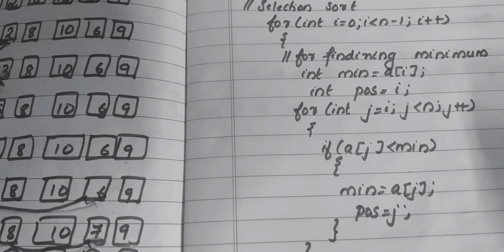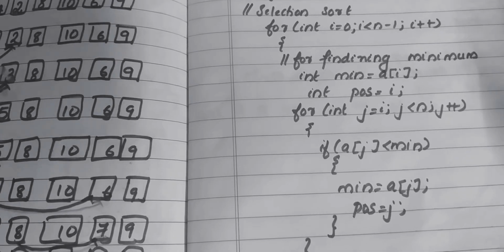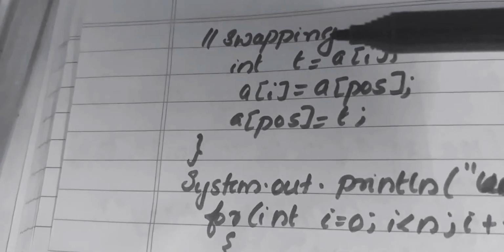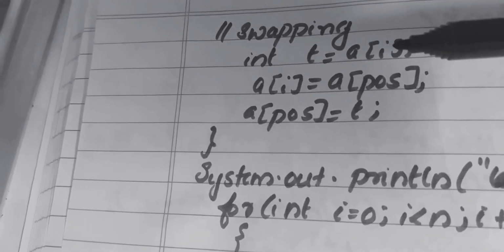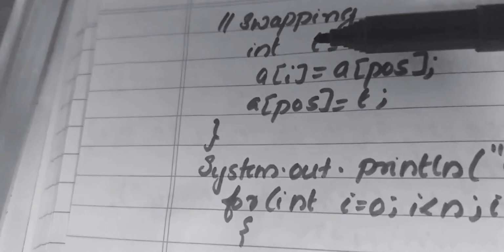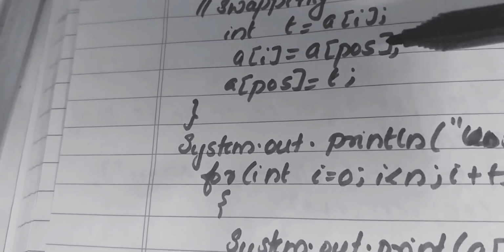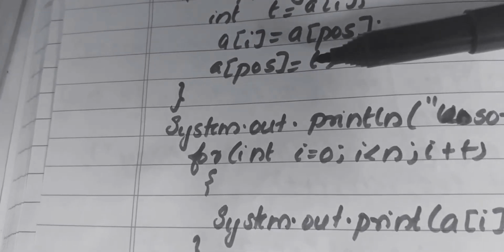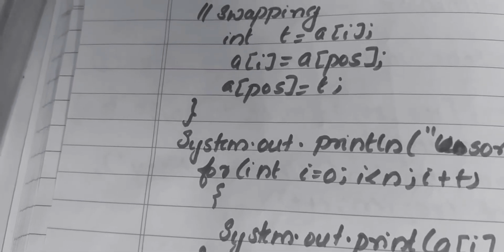What's the next thing? After finding the minimum element, our next step is to swap the elements, isn't it? You already know the swapping technique. Here we declare a temporary variable t, and the element a of I, that is the first element, is stored to the temporary variable. Then a of I is assigned the minimum element, that is a of POS, which is stored to the first element's position. Then whatever is in the temporary variable is stored to a of POS, so the positions of the two elements are interchanged.